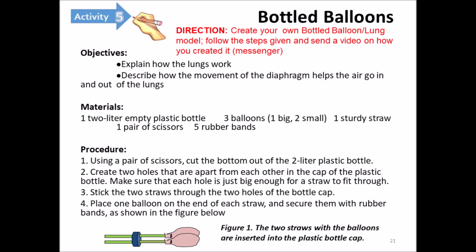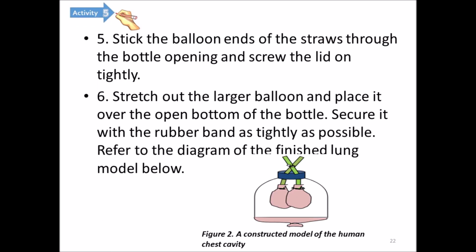Third, stick the 2 straws through the 2 holes of the bottle cap. Fourth, place 1 balloon on the end side of each straw and secure them with rubber bands as shown in the figure below. Fifth, stick the balloon ends of the straws through the bottle opening and screw the lid on tightly. Sixth, stretch out the larger balloon and place it over the open bottom of the bottle. Secure it with a rubber band as tightly as possible. Kindly refer to the diagram of the lung model below.